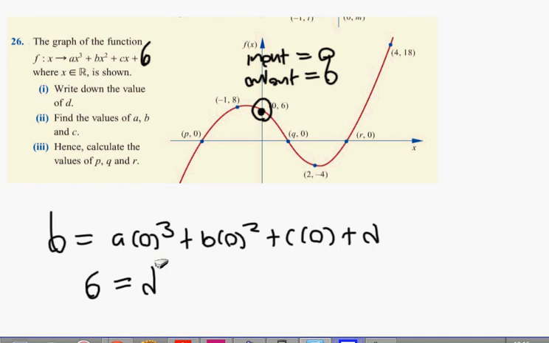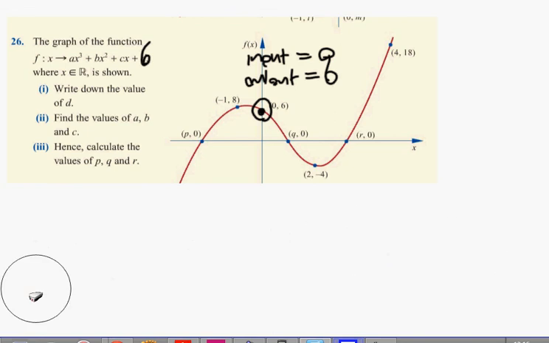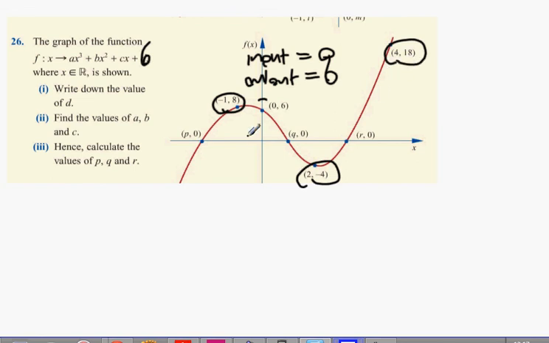Now, I want you to find the values of a, b and c. To find the values of a, b and c, you need to find points that have no value other than real numbers. This is an example of one of them. This is an example of one of them. And this is an example of one of them. Well, I already used (0, 6) to get the first. You're right. (0, 6) is an example, but I've already used it to get information.